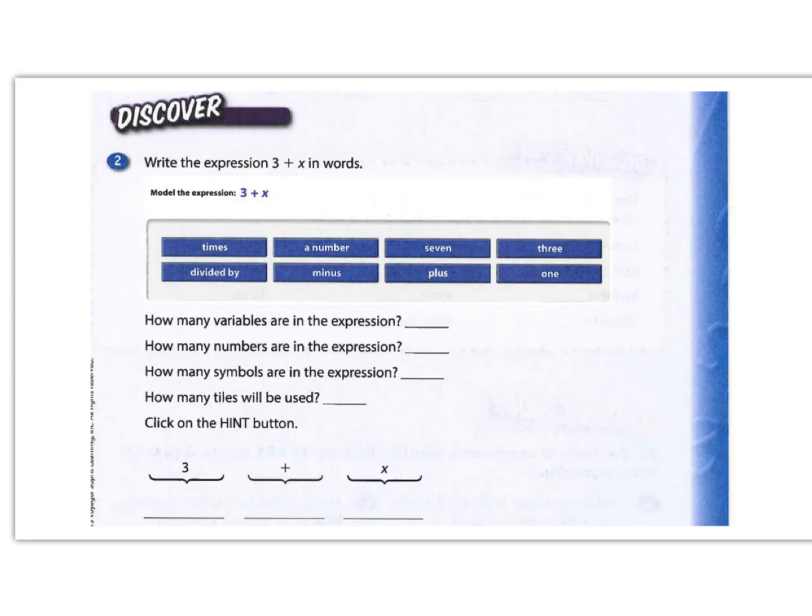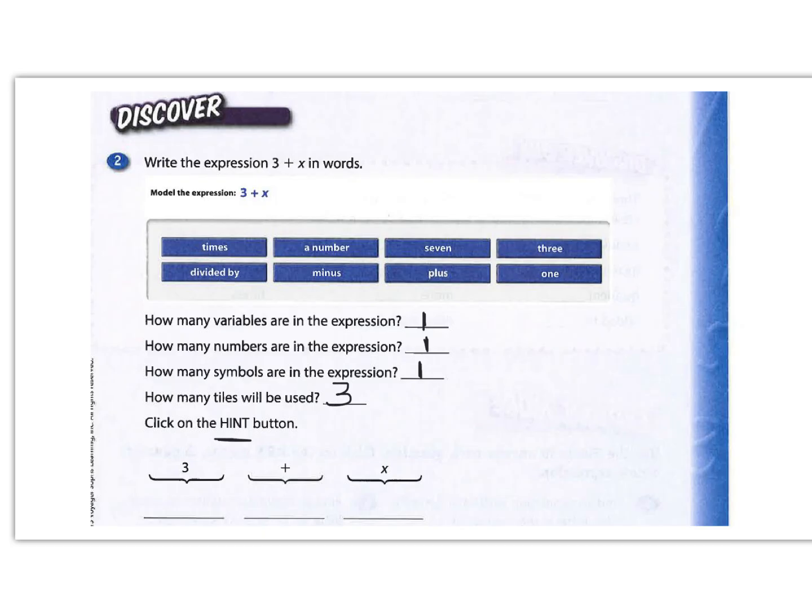Okay, when you get to your Gizmos lesson today, called Using Algebraic Expressions, this says write the expression 3 plus x in words. So we have to model the expression. So we need to figure out how many variables. All right, we got one variable. We don't know what x is. One variable. How many numbers? We have the number 3, we only have one number. How many symbols? We got an addition symbol. So then how many tiles will be used? We have 1, 2, 3.